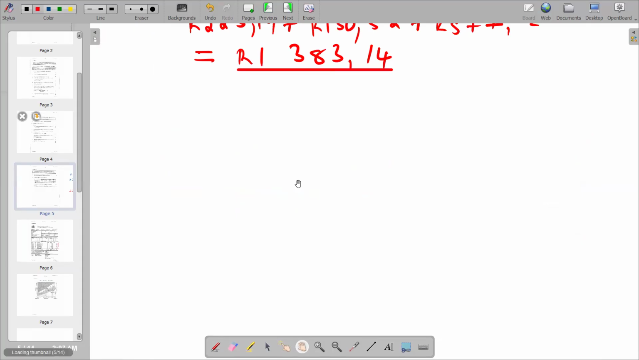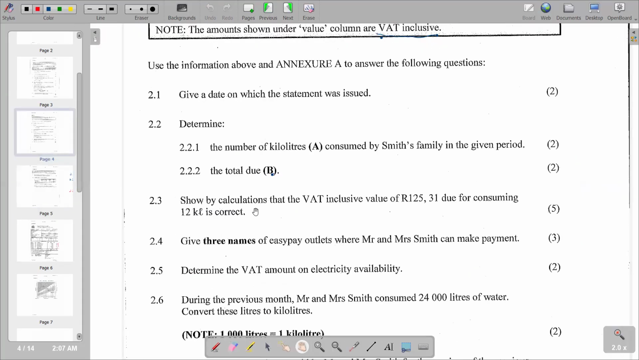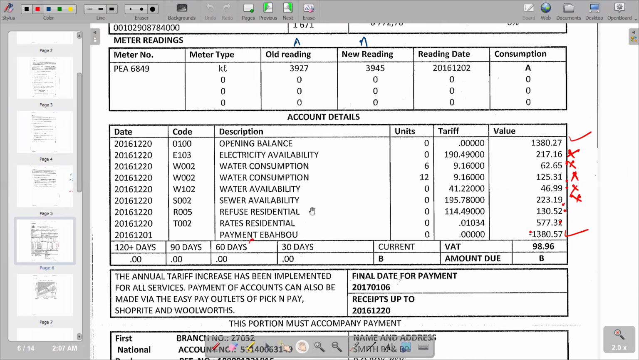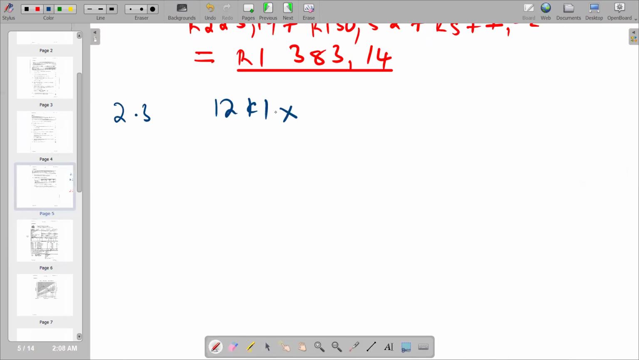We can move on to the next part of our question, which is now 2.3. Show by calculation that the VAT inclusive value of 125 rand 31 for consuming 12 kiloliters is correct. Obviously we refer again back to our statement. The tariff is 9 rand 16 cents per unit. So we're going to say 12 times 9.16, and then we multiply, then the 92 cents exclusive.